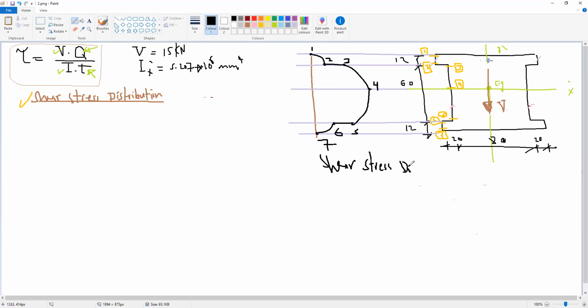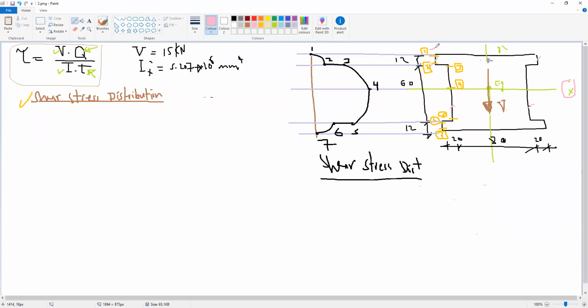Okay, this is what we will do. This is indication of what we will do now. Okay, so for the plot, we need the shear stress at many points, not one point only. So we need at least here 7 points. But if you have a look on this cross section, x dash is axis of symmetry.